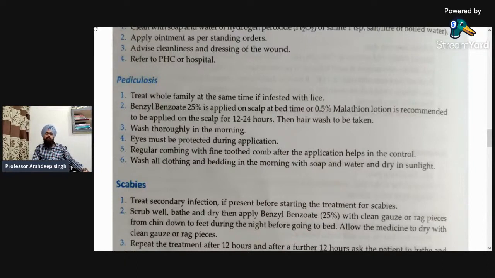Next, wash thoroughly in the morning. Eyes must be protected during the application because we are using lotions. Regular combing with a fine-tooth comb after the application helps in control. And last, wash all clothing and bedding in the morning with soap and water and dry in the sunlight. That is the management of pediculosis, the presence of lice on the scalp and hair.